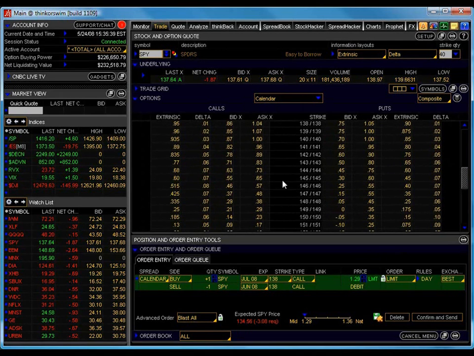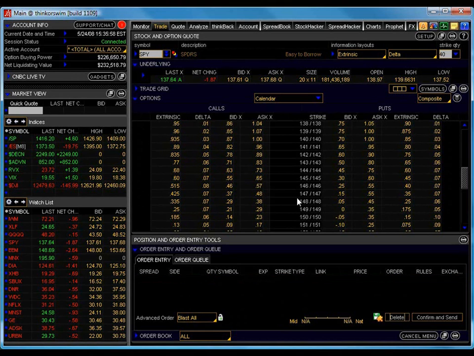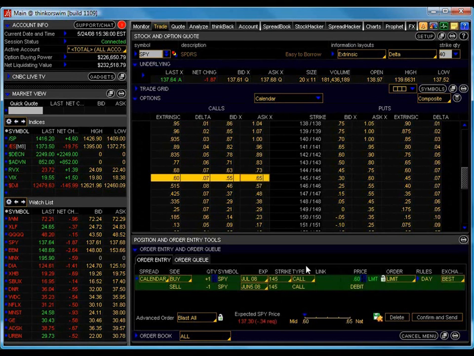So for example, if we were to purchase the 145 calendar spreads, June, July, that means we're selling the June 145 calls, we're buying the July 145 calls. The price that we would pay is 65 cents. Let's delete this out and just click buy on this. It automatically brings up those two options for us. Actually, we want June, but anyway.